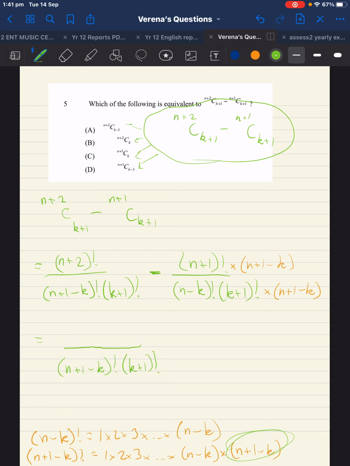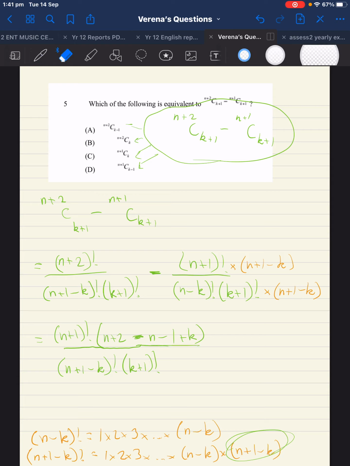And on the top, you'd end up having, well, I'm going to factorize out an n plus 1 factorial, leaving us with an n plus 2 from the first fraction. Take away, we're subtracting everything from the right-hand side, which ends up being a minus n, a take away 1, and we've got to take away a negative k, so I'm going to put a positive k there.